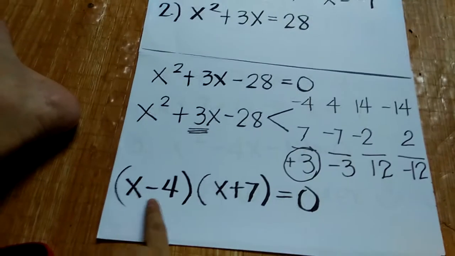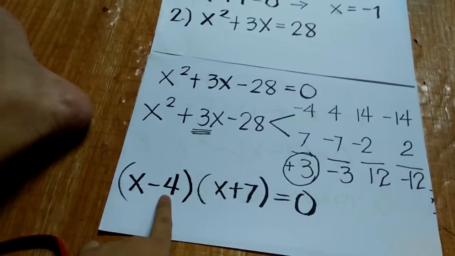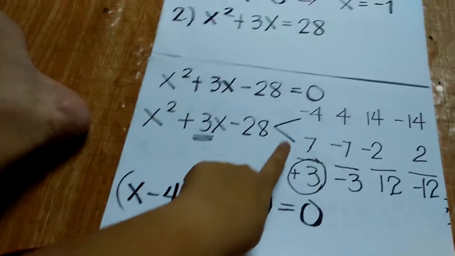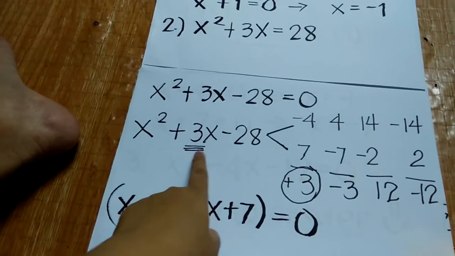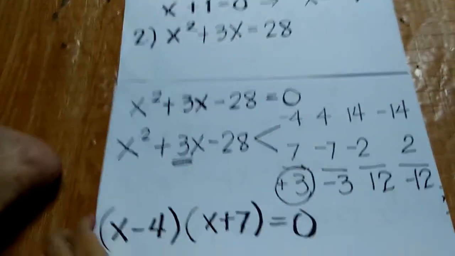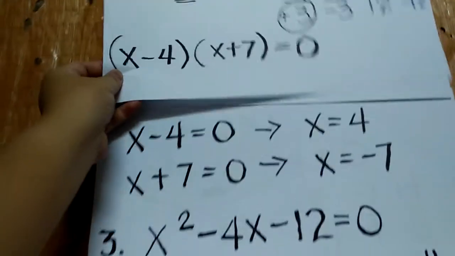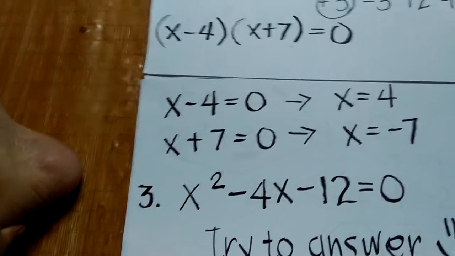Ito, nilagay na natin. So, x, tsaka x, i-factor lang natin to. Then, negative 4 at saka 7. So, galing siya rito. Kasi siya yung, pag pinag-add natin, 3. Okay? So, the next thing, meron na tayong 2 factors. Ayan, equate na natin sa 0 or apply the zero product property.